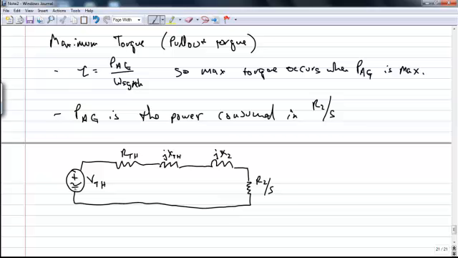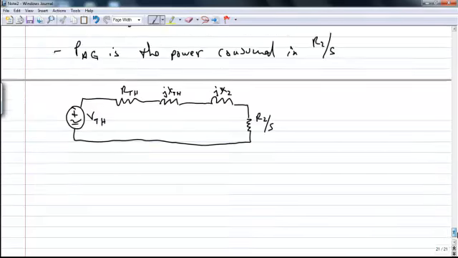Now, recall that maximum power transfer occurs when the load impedance magnitude equals the source impedance magnitude. That's when we get maximum power transfer in any circuit whatsoever. That's why, for example, you match the impedance of a speaker to the impedance of the amplifier so that you get maximum power out of the amplifier into the speaker. Otherwise, power gets reflected back. Same concept here. We want the load impedance magnitude to equal the source impedance magnitude in order to get maximum power transfer.